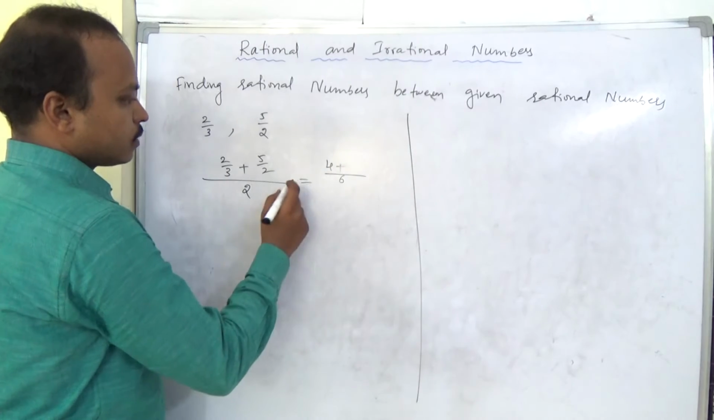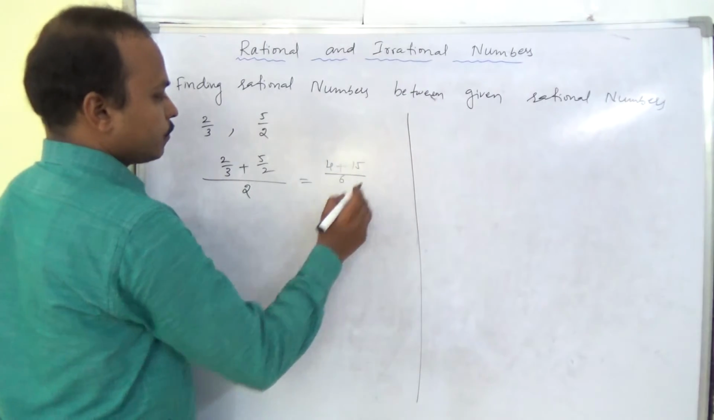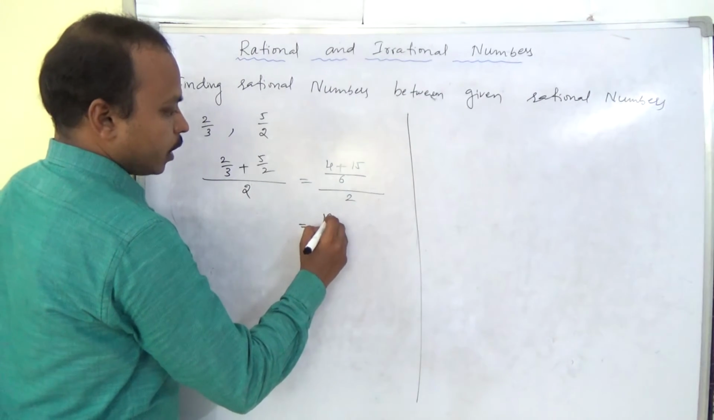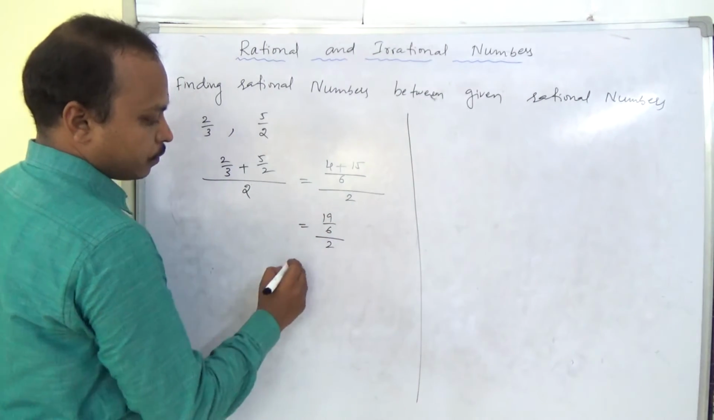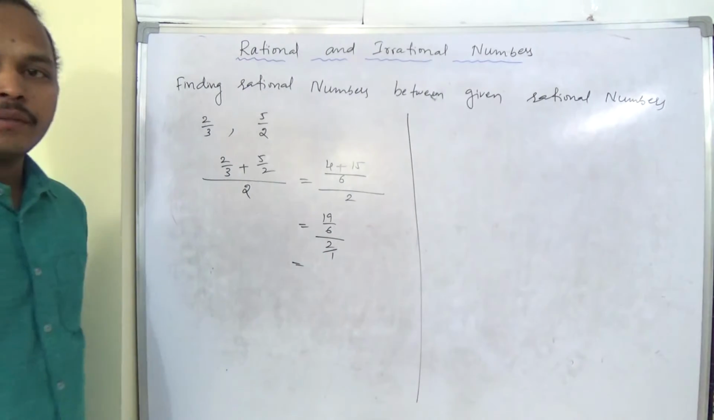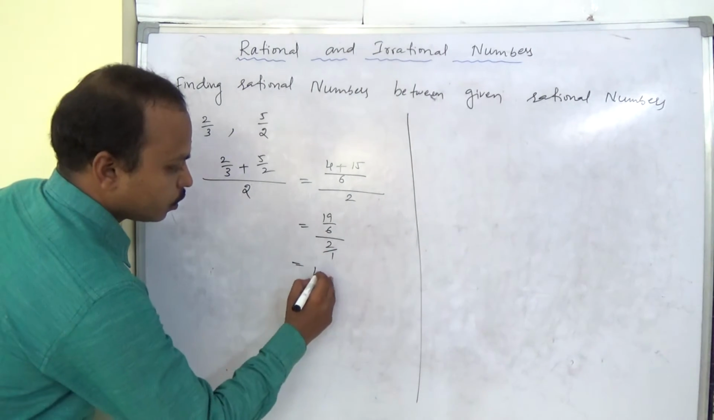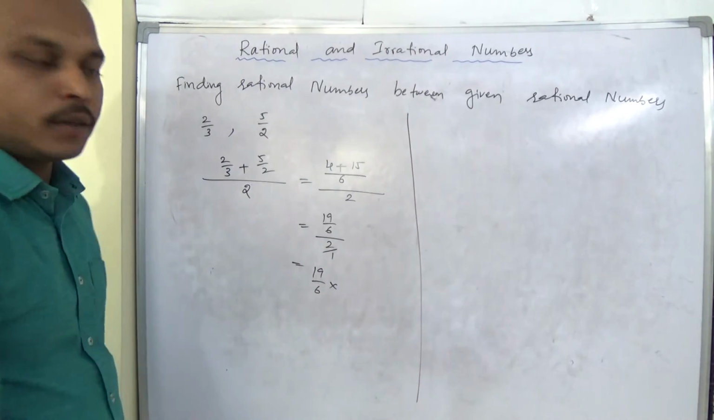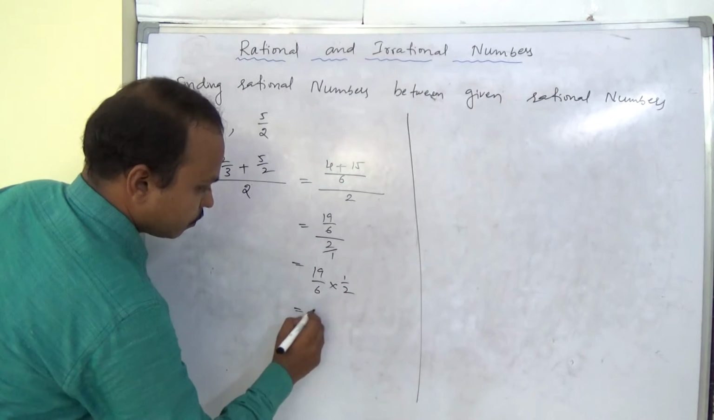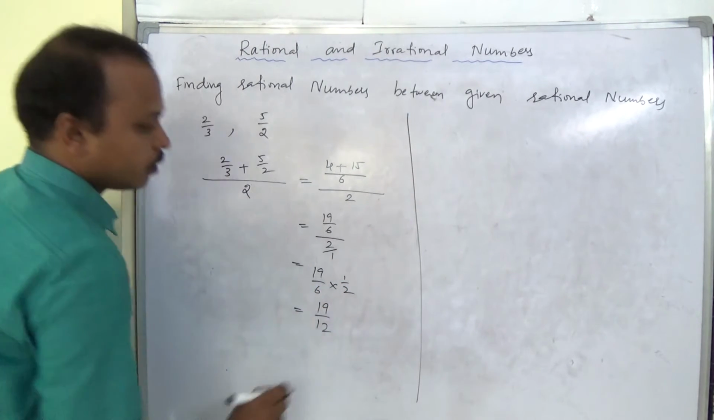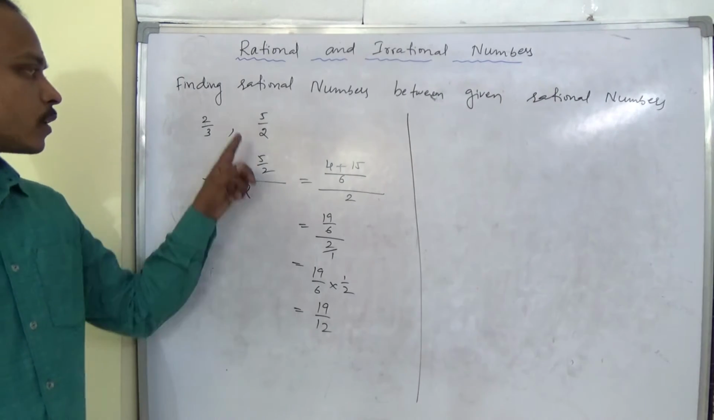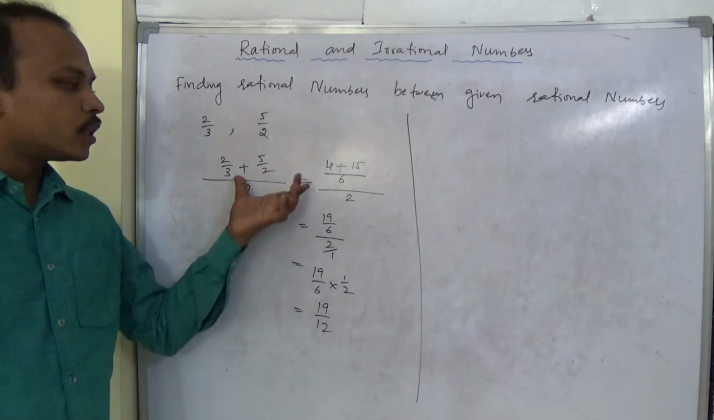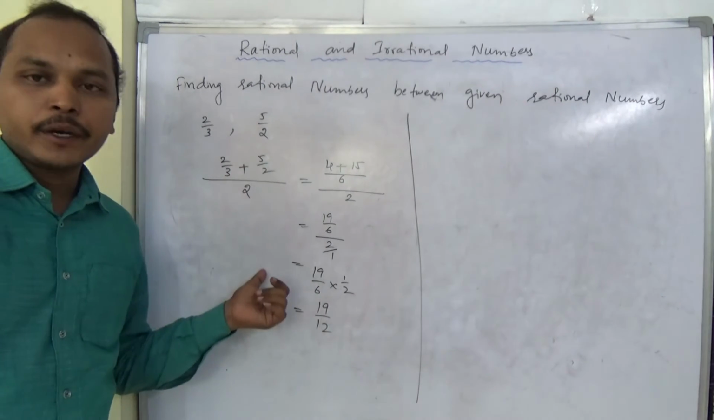So 4 plus 3 times 5 is 15, giving 19 by 6, divided by 2. 2 I can write as 2 by 1, because if there is no denominator. So 19 by 6 into 2 by 1, if you take the reciprocal, it becomes 1 by 2. So 19 by 12. 19 by 12 is one of the rational numbers between them. To find exactly one, it's a long method. We need to add and divide by 2.